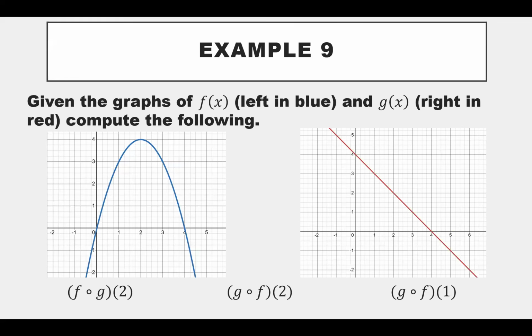Let's do another example of computing f of g of 2, g of f of 2, and g of f of 1, but we'll use different f and a different g. In this case, again, f is going to be the left-hand side graph, g is going to be the right-hand side graph. The left-hand graph is the one in blue, the right-hand graph is the one in red. Try these 3 on your own if you'd like. In a few seconds, I will show you how each is done.